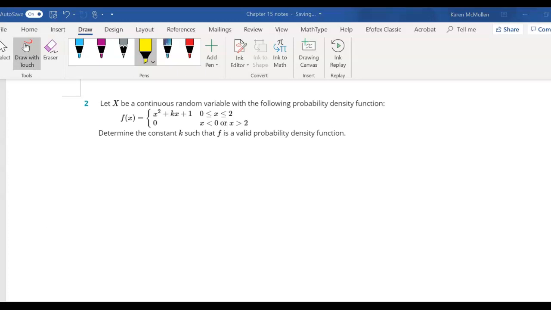All right, so example 2. Question 2, let x be a continuous random variable with the following probability density function. Okay, so it's written as a hybrid function. So that just means we've got a hybrid function just means, oh, my pen.